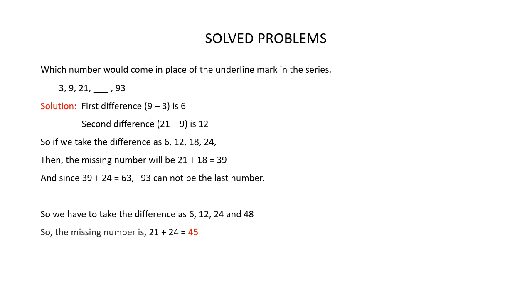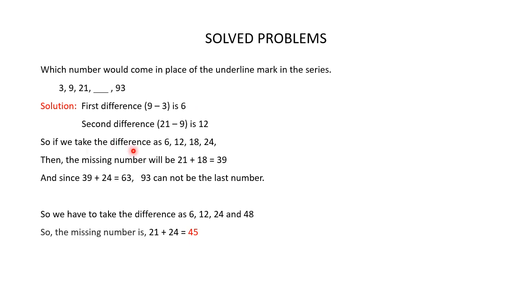Now first find the difference between the successive numbers 9 and 3. So 9 minus 3 is 6. Next difference is 21 minus 9, which is 12. So now we have got 6 and 12. You might think that the differences are following a pattern, that is multiples of 6.